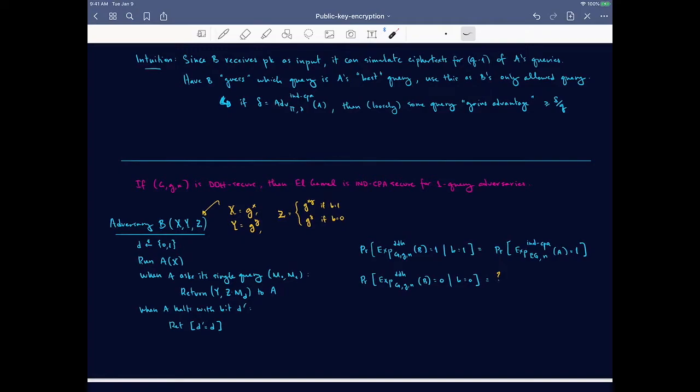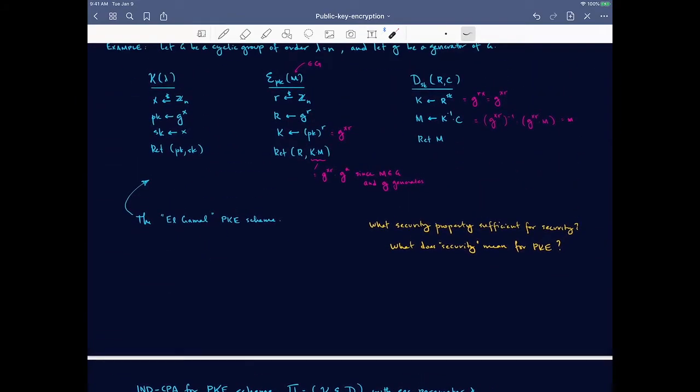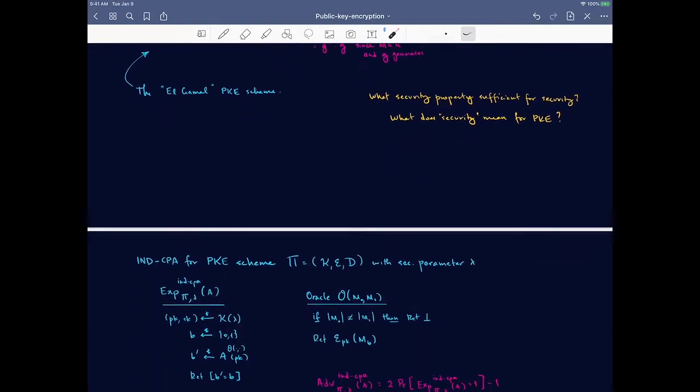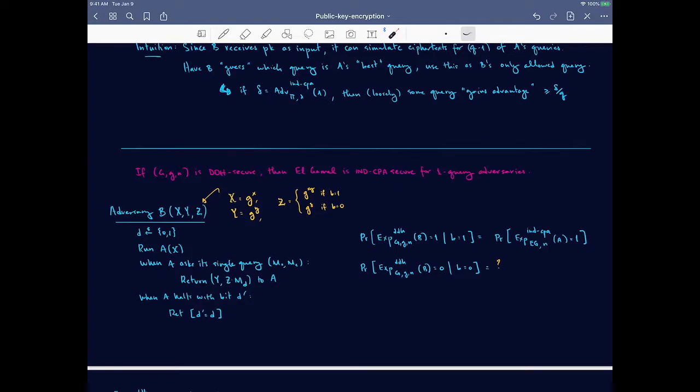So how do we do that? We start by flipping a bit D, which is going to determine whether or not we're going to encrypt a left or right message. We then run A. We provide A with the input X. Now remember, in the IND-CPA experiment, it gets the public key. Well, the public key for Elgamal is g to the x for a random exponent x. But that's exactly what B gets in X, right? So we can provide that to A as the public key, and that is the correct public key for Elgamal.